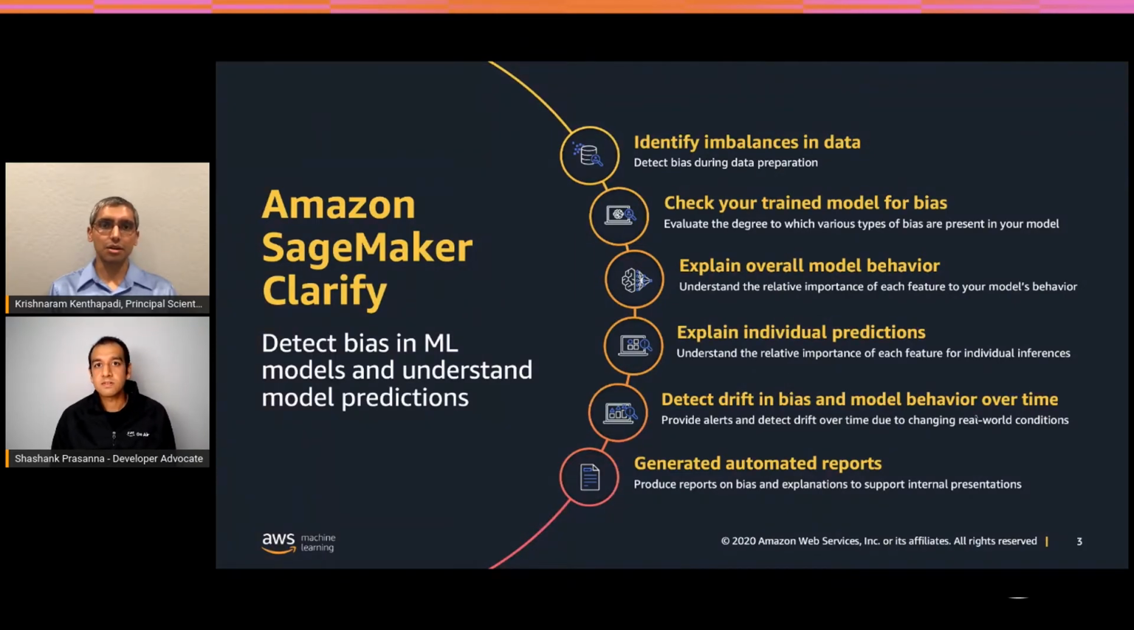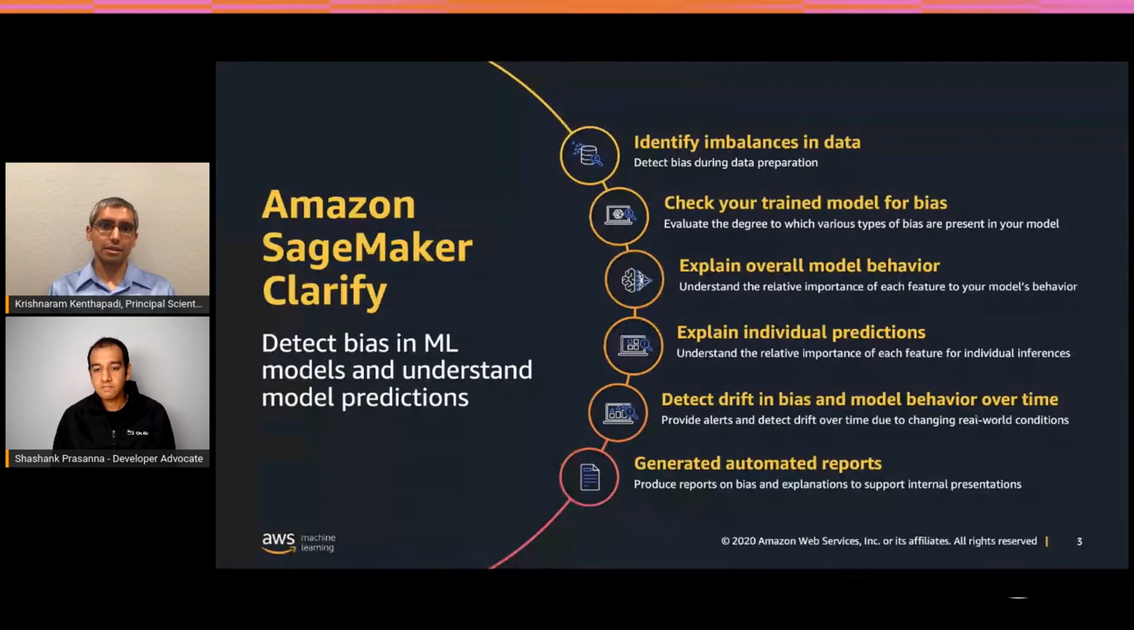Next, it will also help check the trained model for bias by providing various bias metrics, the degree to which the trained model has different predictive behavior for different groups. The third is in terms of explanation. It can help the data scientists understand how the model behaves as a whole, in terms of which features are most important for the model. Fourth, it can help explain individual predictions.